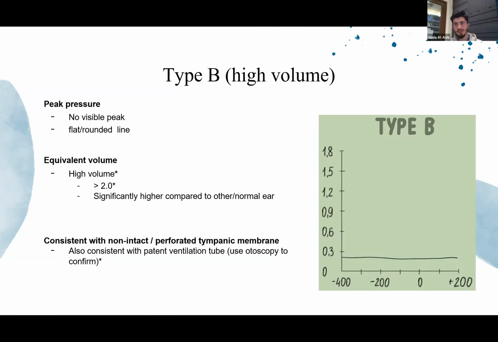Now, how could you tell the difference whether you have a perforation, so a hole in the eardrum, or whether there is that ventilation tube, that little rubber tube that helps air and fluid to go through the middle and the outer ear? So we would use otoscopy, which Nada showed you at the first slide, where we'll look inside the ear and see if we can see any visible ventilation tube. If not, then it would be a perforation.